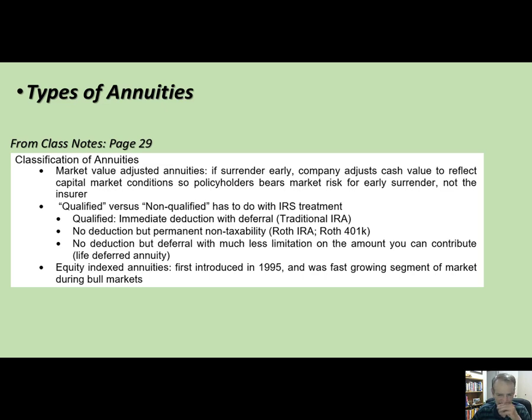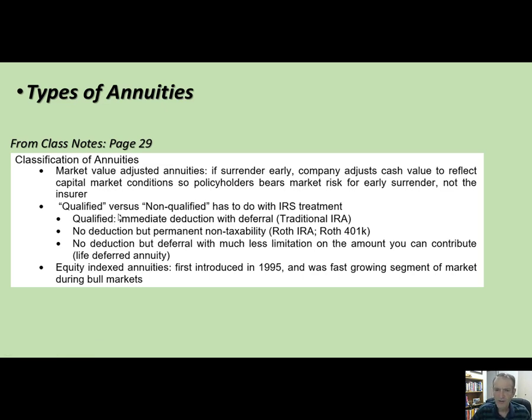When I worked at UTSA, I never saw an MVA. I don't know if they do that now, but they didn't, but there are some companies that do. Then you get into an IRS classification where the annuity is qualified or non-qualified. So qualified are the traditional IRAs and the Roth IRAs that are specifically in the tax code.